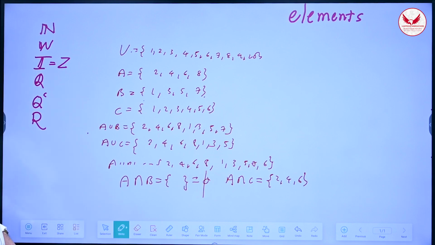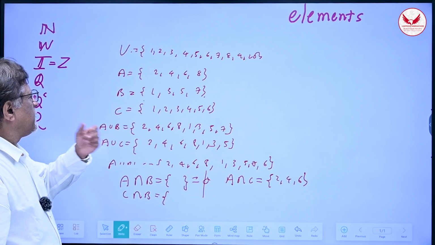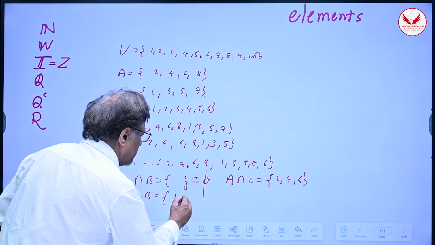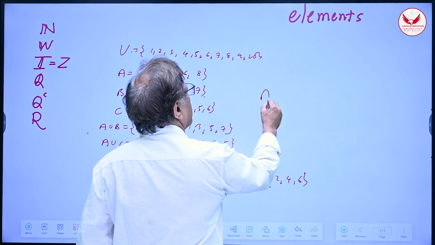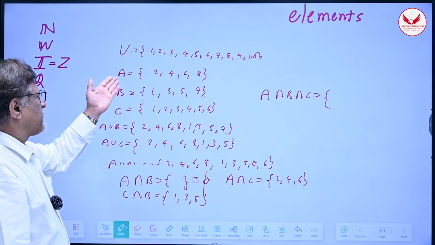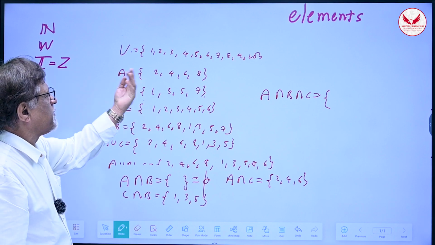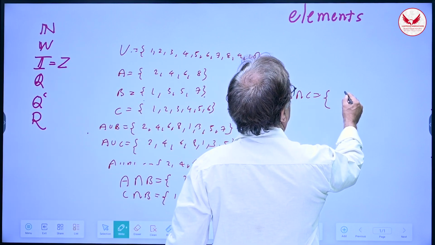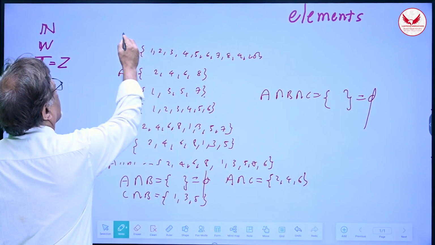Okay. Now, what is C intersection B? What is common between B and C? Right? 1 is common, 3 is common, and 5 is common. That is C intersection B. Okay. What is A intersection B intersection C? Since A intersection B is empty, the whole thing will be empty, because this is empty intersection this. Empty has nothing and this has everything, but between the two there are no common elements. So this will automatically be an empty set. Okay. Now let us see what is A minus B.